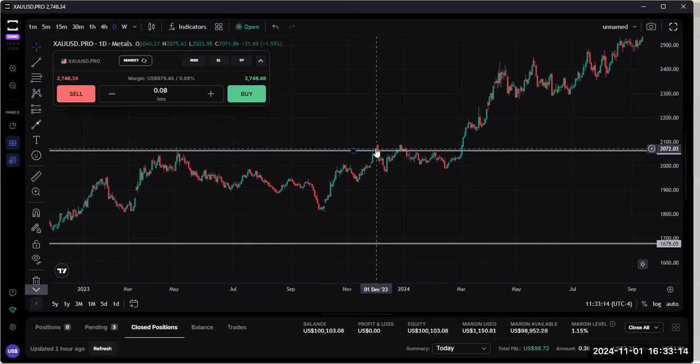You can see that. So if I had already identified this resistance, I would have been anticipating that when price got there again, it would reject. Meaning I could have placed a sell here. If I placed a sell here, look what happened. Price came down, and it came down a good number of pips.